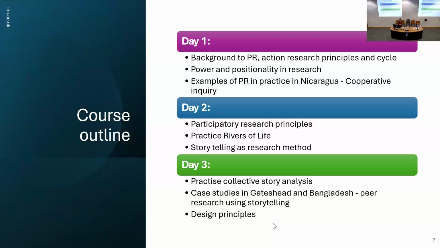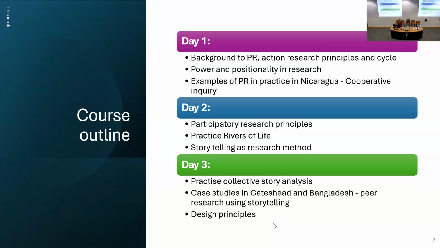So in these examples, we've trained story collectors, peer researchers in different marginalized settings to go and collect stories from their peers. In the case of Bangladesh, from other people with visual impairments, and in Gateshead from a range of people from asylum seekers and people living in poverty, recovering from addiction and so on.